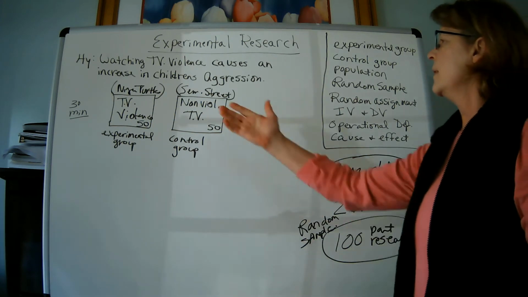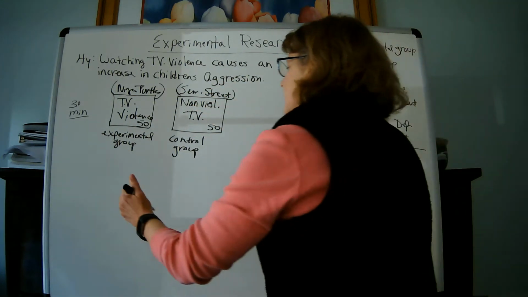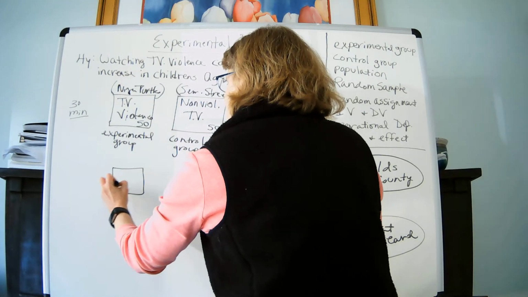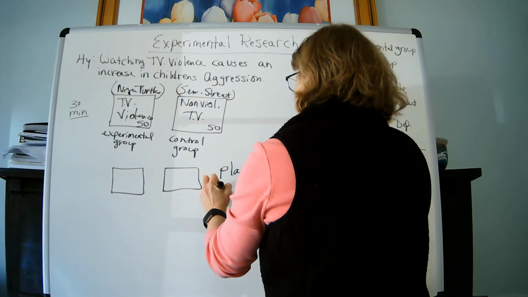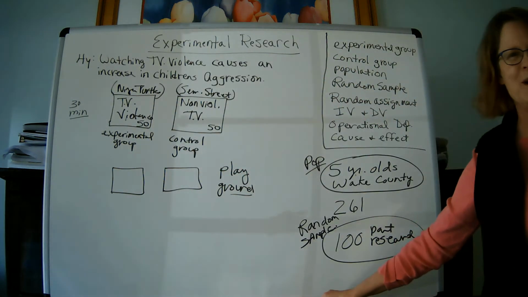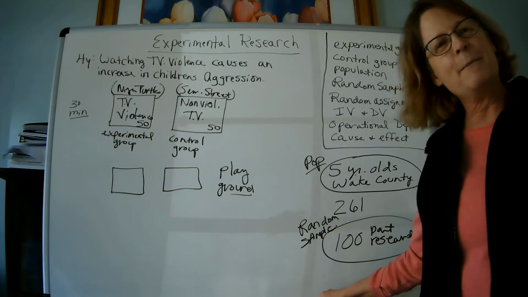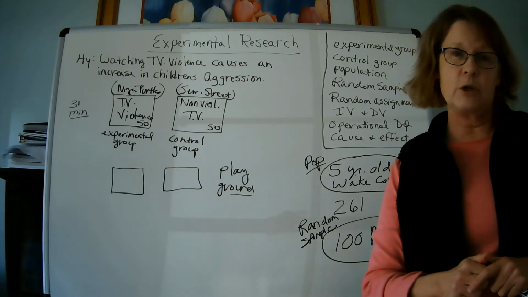Now, after we've got the children in the groups, they're going to watch these TV shows. Let's send them out to the playground. We're going to send them out to the playground and see what happens out there. We're going to have researchers watching them, counting numbers of aggressive behaviors that they're demonstrating.